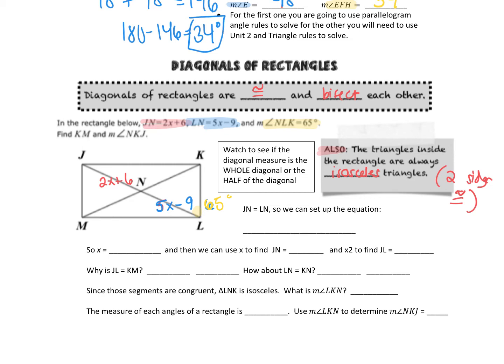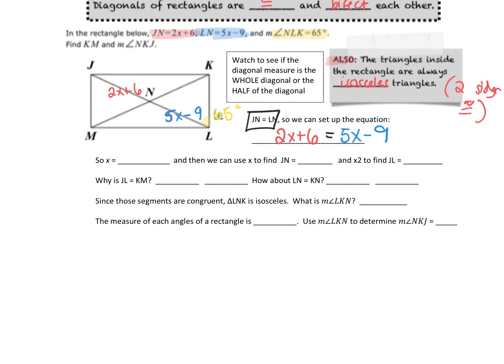Okay, so first of all, we know that all diagonals in a rectangle are congruent, which means that they are equal. So we can say that JN is equal to LN. So let's set up our first equation. JN is 2x plus 6, equal to LN, which is 5x minus 9. So if we go to set that up, I'm going to give myself some room down here. We can now solve for x. So let's do this equation down here on the bottom. We've got 2x plus 6 is equal to 5x minus 9.